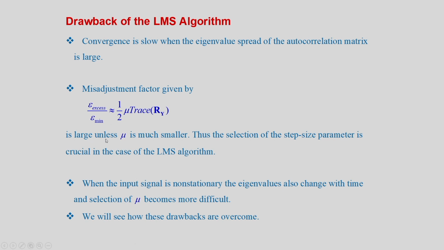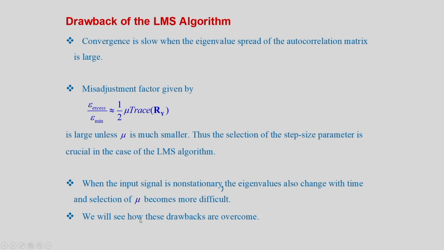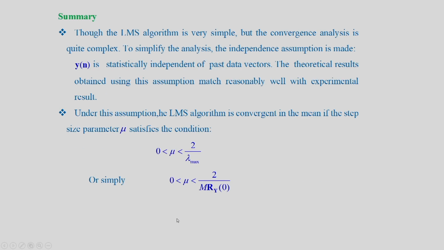This error will be large unless mu is much smaller. Thus, the selection of the step size parameter is crucial in the case of the LMS algorithm. When the input signal is non-stationary, the eigenvalues also change with time and selection of mu becomes more difficult. We will see how these drawbacks are overcome in the next lecture.